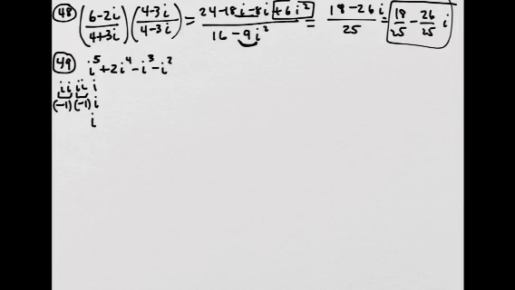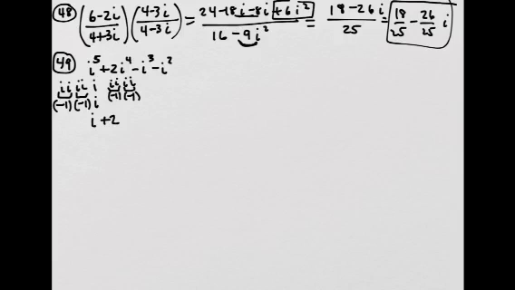And then i to the fourth, well, that's two pairs of i's, right? And so that's negative 1 times negative 1. So let me just write it out like this. That's one pair, that's another pair. So negative 1 times negative 1 is 1. And there's a coefficient 2, so that's going to be 2, just 2.